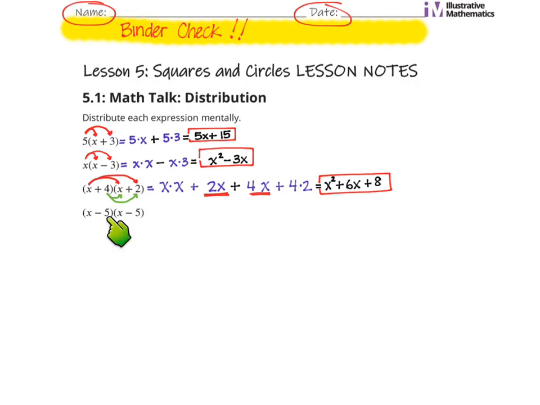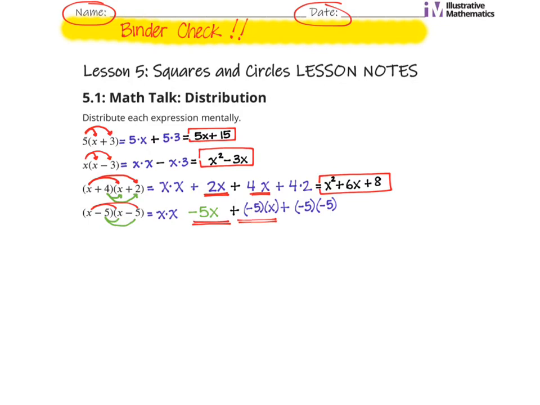Now we're going to do the second of the binomials that we're going to multiply together. This time it's x minus 5 times x minus 5, distributing the x and then distributing the negative 5 across the other binomial. And then we simplify everything, and some of the terms simplify before I want to collect them.